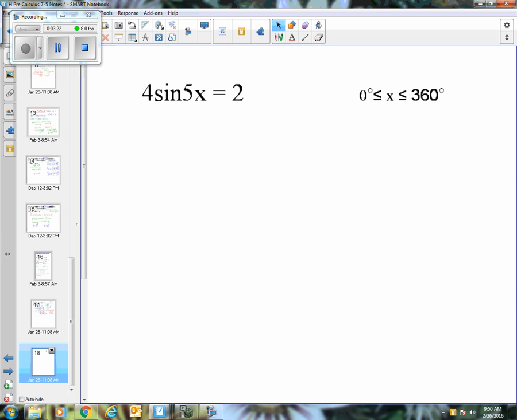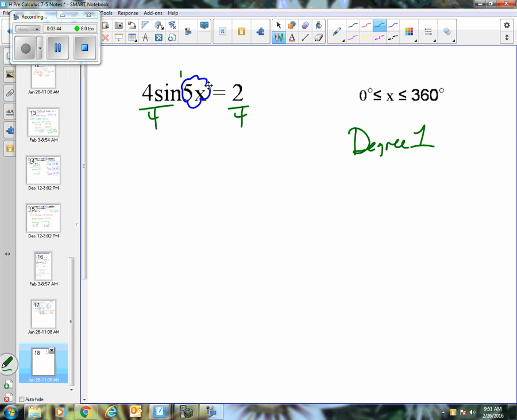I want you to take a look at the angle expression in this one, 5x. There's nothing on your formula sheet like a 5x, so this is definitely different than the ones we've seen before, but it's still just sine, right? It's sine to the first power. It's a single variable, degree 1. We're just going to go ahead and solve. There's just one function in this equation, so solve for it. So divide both sides by 4. That would give us sine of 5x is equal to a half.